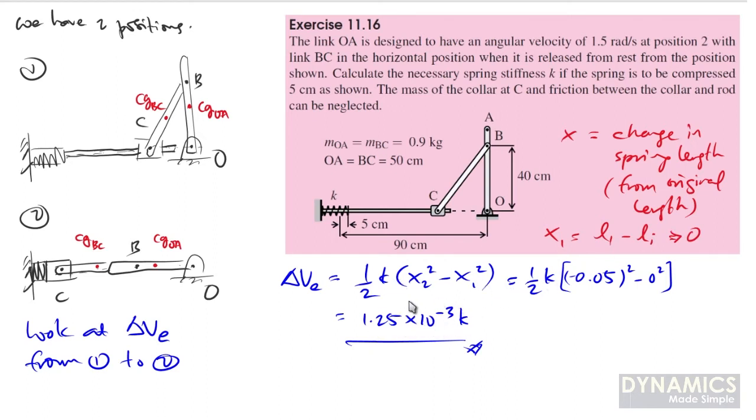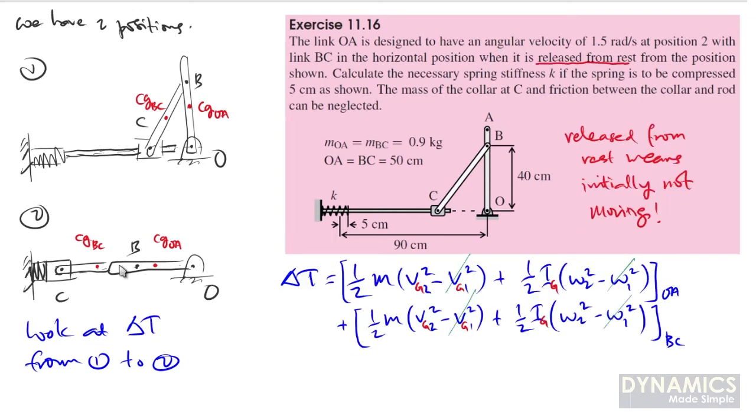So k is not given yet. Let's calculate the equation for delta VE, which is 1.25 times 10 to the power of minus 3 k. That's it. Next, we move on to delta T. We have two rigid bodies with mass, so we'll have two equations. One is covering OA, the other one is covering BC.